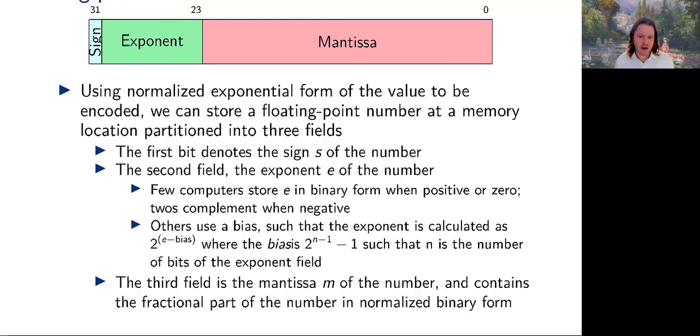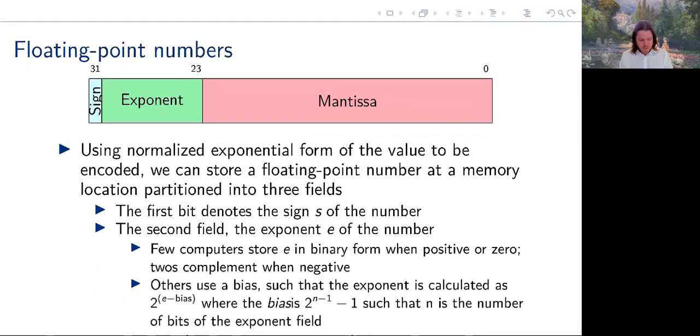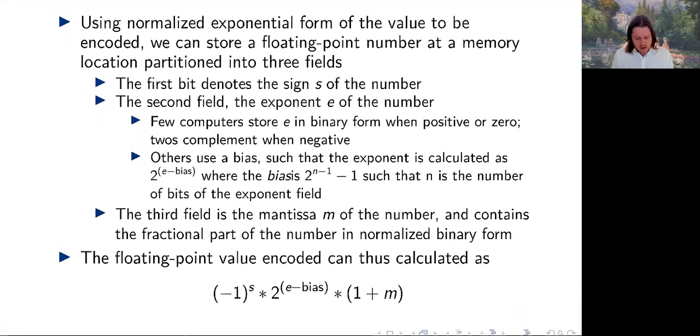And then the third is going to be the mantissa, as we talked about, and it contains the fractional part of the number in normalized binary form, again, assuming that leading 1, because we can't store a period up here. So if you have like 1.01, there's no way to get that period into 1s and 0s. However, if we just always assume that there's a leading 1, then we only have to store that part in the mantissa.